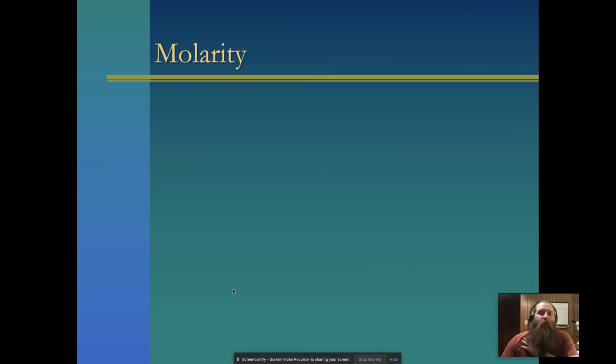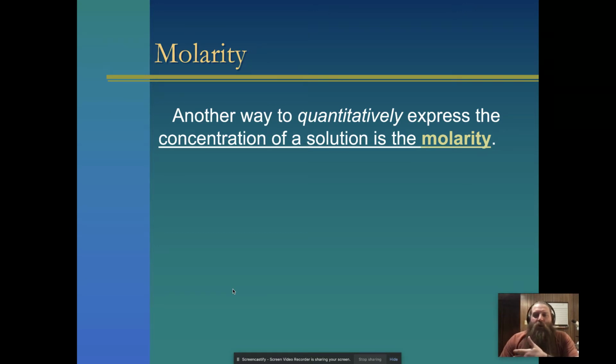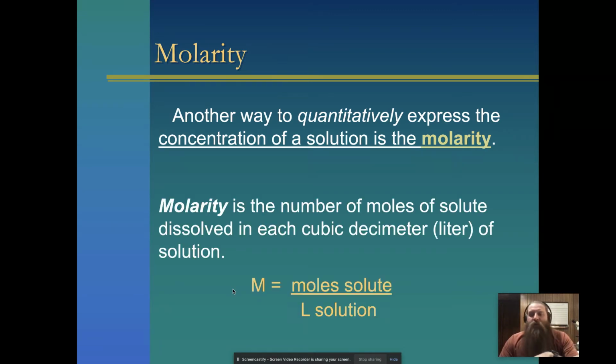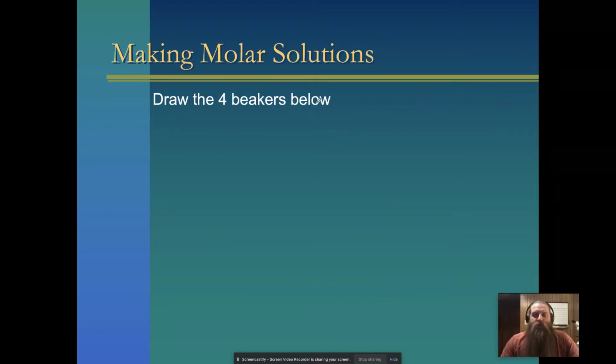Now let's talk about molarity. What is molarity? Well, molarity gives us a way to quantitatively express concentration. And it's defined as the number of moles of solute divided by the liters of solution. And so what we usually write is this: big M equals moles over liters. If you know moles over liters, that's going to tell you how concentrated something is, and we call that the molarity.